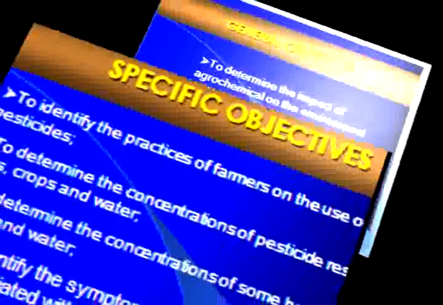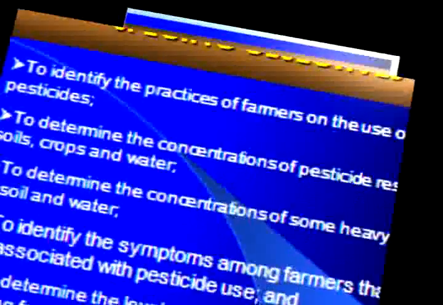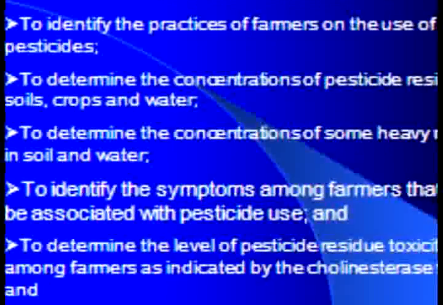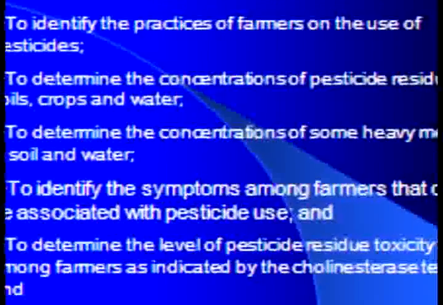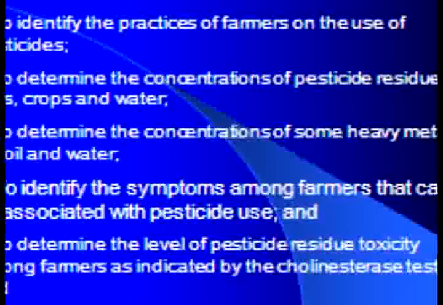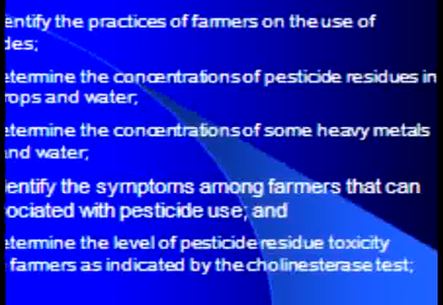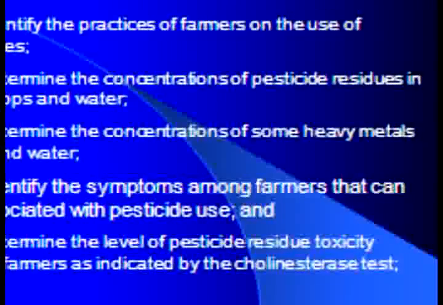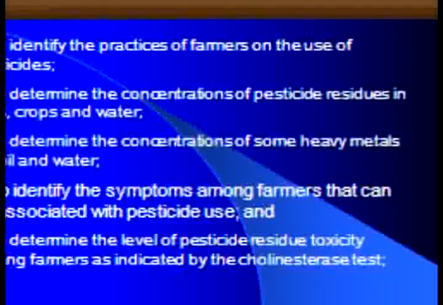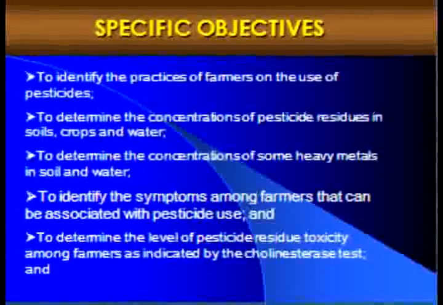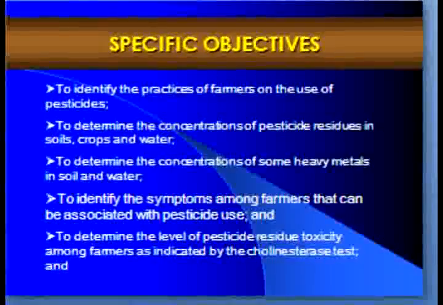To identify the practices of farmers on the use of pesticides, to determine the concentrations of pesticide residues in soils, crops, and water, to determine the concentrations of some heavy metals in soil and water, to identify the symptoms among farmers that can be associated with pesticide use, and to determine the level of pesticide residue toxicity among farmers as indicated by the cholinesterase test.